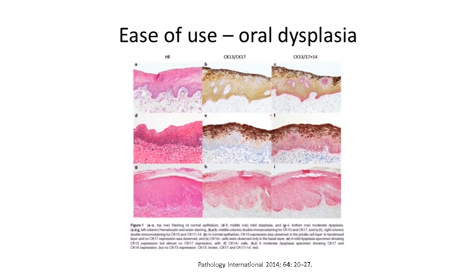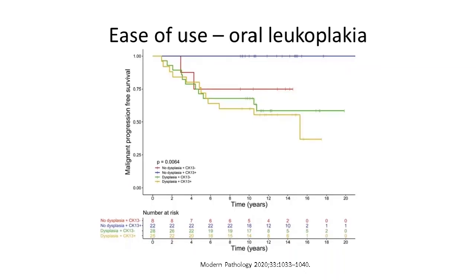So for a very simple ease of use case, we can look at something that has had the attention of our laboratory, which is oral dysplasia, in which patients who have a normally developing oral epithelial surface will have a normal expression of these cytokeratins, whereas if you then have differing degrees of dysplasia, you can see that there's an increase in the expression of CK14.